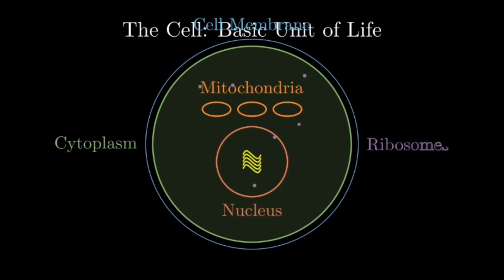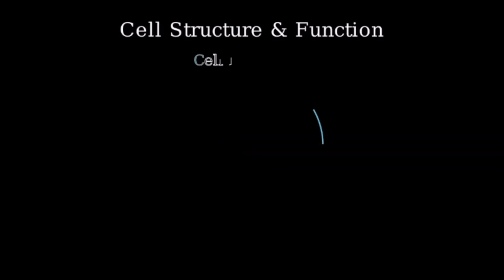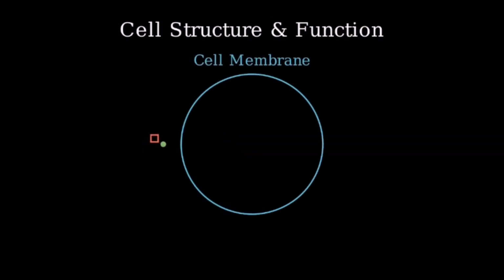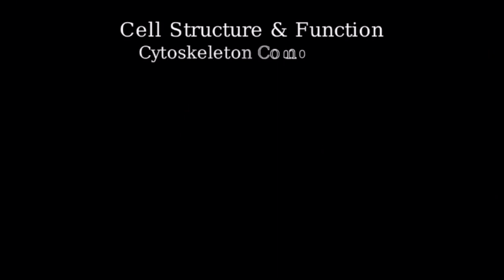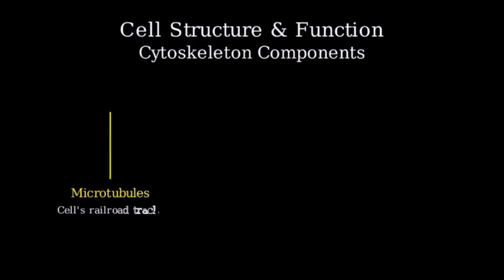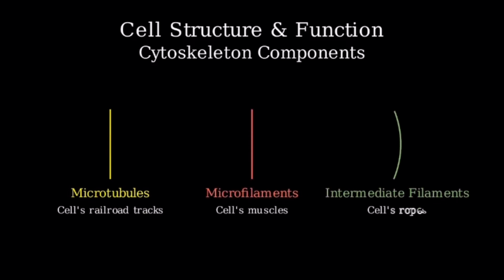The cell is also surrounded by a cell membrane, a thin layer of lipid and protein molecules that separates the cell from its environment and regulates what enters and leaves the cell. The cell membrane is semi-permeable, meaning it allows certain substances to pass through while keeping others out. This is important for maintaining the cell's internal environment and regulating the balance of nutrients and waste products.